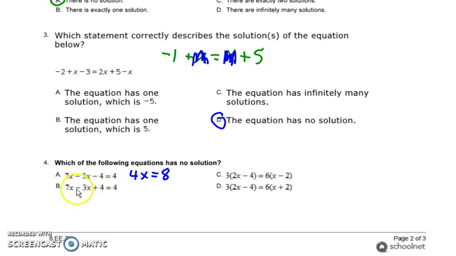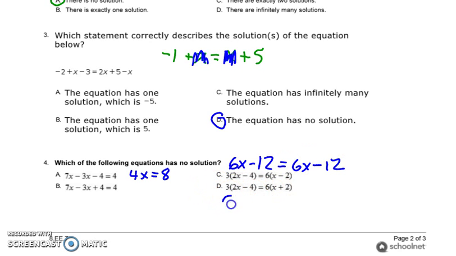And the same would be true here, except it would be a different solution, but it would still be one solution. If we simplify this, 3 distributed to the 2x minus 4 would be 6x minus 12 equals 6x minus 12. So C is identical from one side to the other, which means infinitely many solutions.